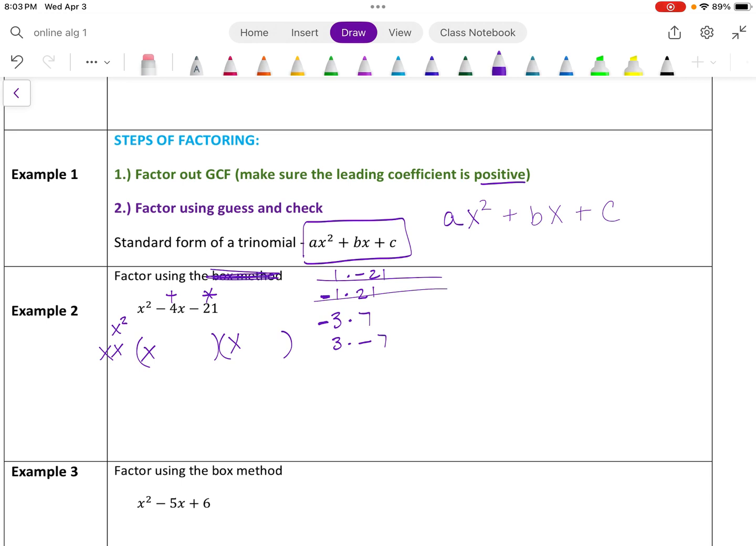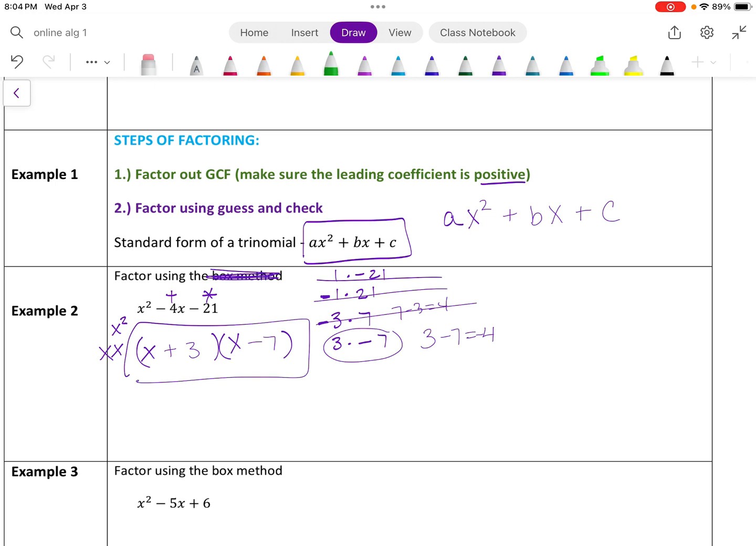Well, 21 and 1 is clearly too big. If I want it to be a negative number, I need my negative to be larger than my positive. So it must be 3 and negative 7, because 3 minus 7 is negative 4, right? 7 minus 3 is a positive 4, that's why that one doesn't work. So this is x plus 3 times x minus 7. There's our factored form.